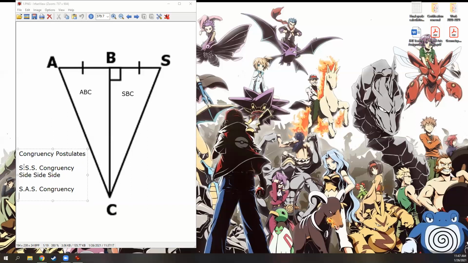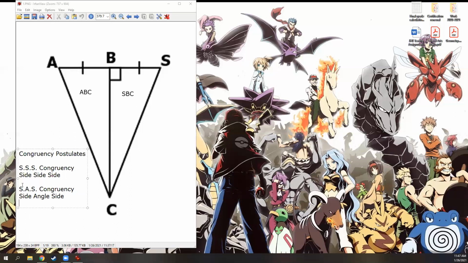SAS. Well, in triangles, there are only two things, right? Sides, and then it's called a triangle, right? So there's sides and there's angles. So I'm betting you can guess what that A stands for. The S's stand for side. The A stands for angle. This is side angle side congruency.